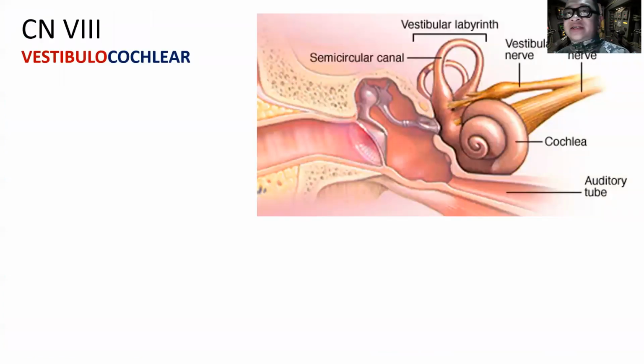Okay, let's go to your cranial nerve number 8. It's called your vestibulocochlear. It's a pure sensory nerve, but it is two nerves rolled into one. You have your vestibulo, okay? Basically, when you are talking about the vestibular component, you're talking about balance. And your cochlear, you're talking about hearing. Balance and hearing.